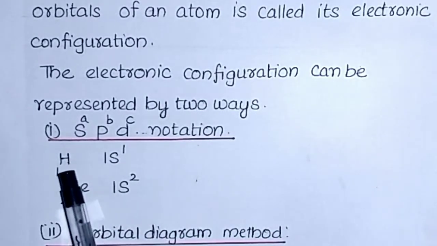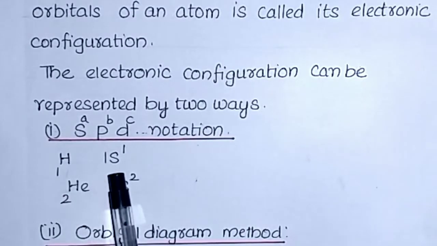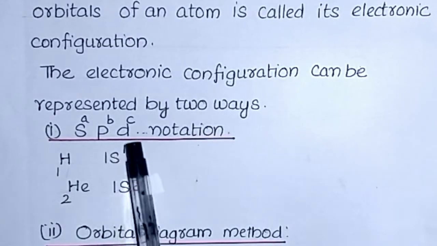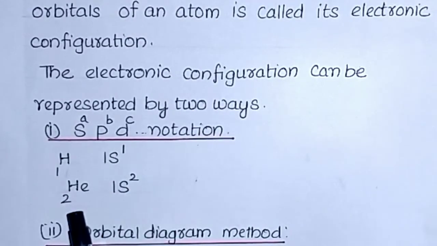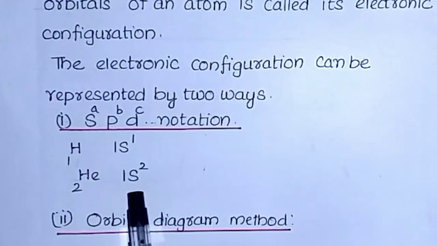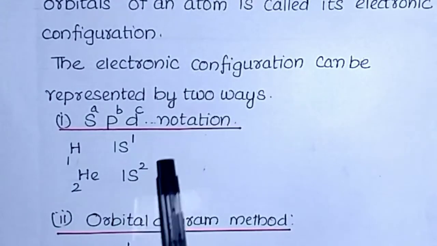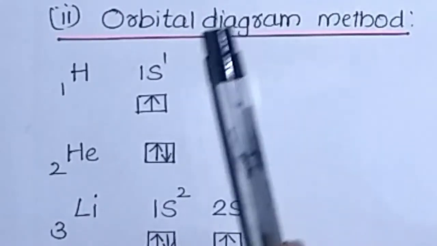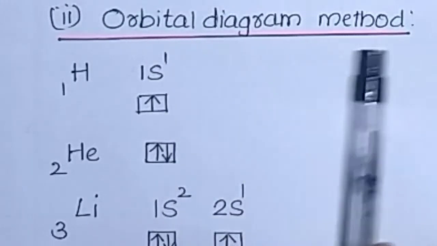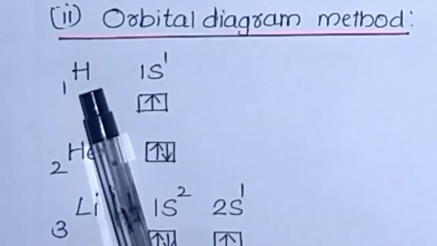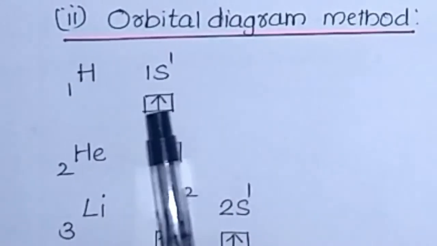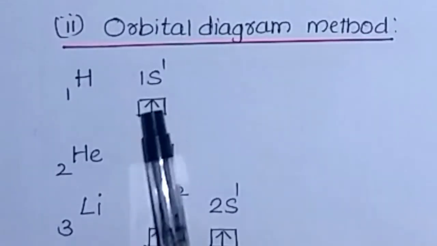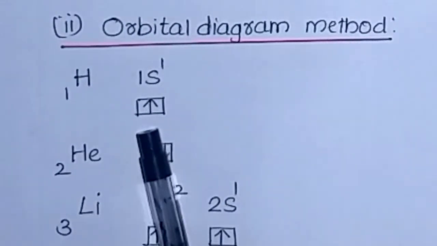For example, hydrogen has atomic number 1, so we can write the electronic configuration as 1s1. The hydrogen atom has 1 electron. Helium has atomic number 2, and the electronic configuration is 1s2. This type of writing is known as SPDF notation. The next one is the orbital diagram method. In this method, for hydrogen 1s1, we draw a box, and that one electron is represented like an arrow. This is known as the orbital diagram method.